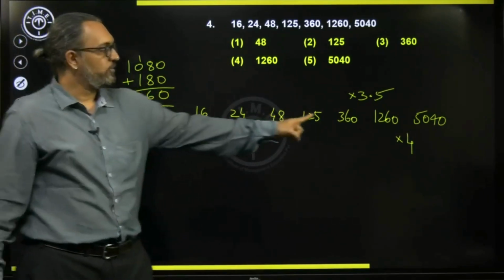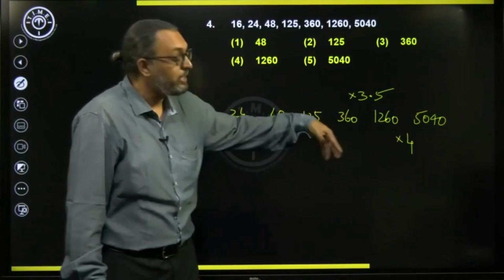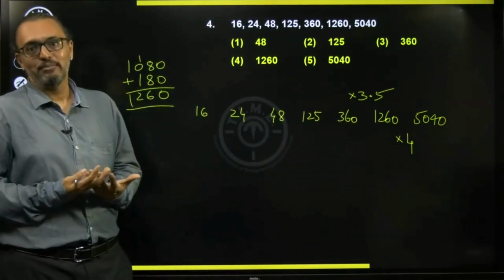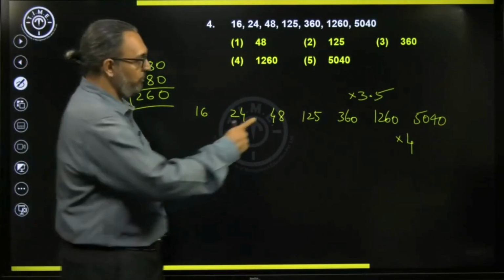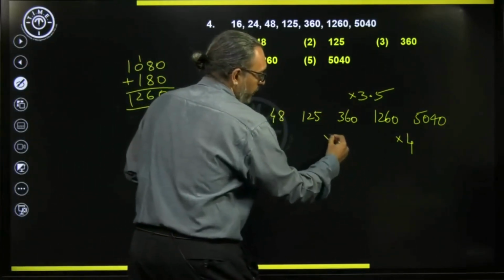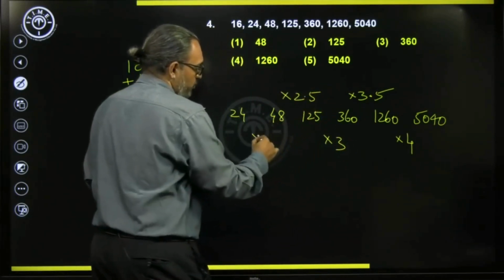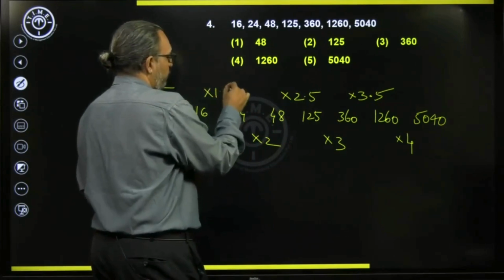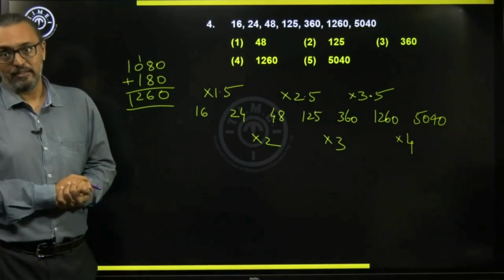Is it not 1260? Correct? So this is multiplication, but it is increasing by decimal points. 0.5, 0.5 increasing. So if this is 4 and this is 3.5, this has to be 3, this has to be 2.5, this has to be 2 and this has to be 1.5. That is how the product is recognized here.